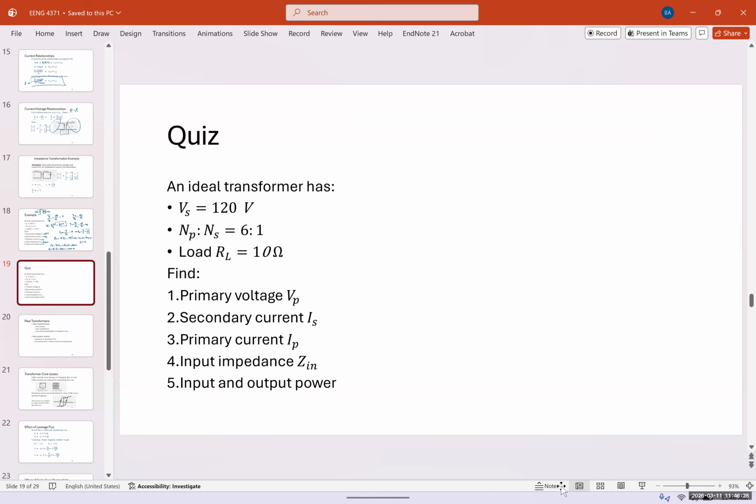Okay, so quiz. We have an ideal transformer with the following parameters. Vs is 120 volts, Np is equal to Ns, and the ratio is 6:1. RL is 10 ohms, and we want to find, again, primary voltage, secondary current, primary current, input impedance, so on. That's 10 ohms. Yes, 10 ohms.